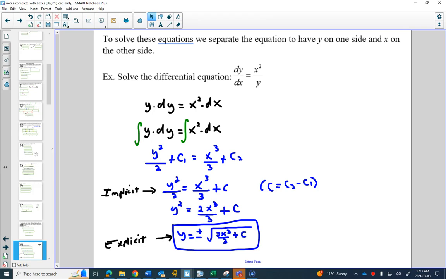So we solve this. This is new. We solve this by separating the y and the dy on one side, the x and the dx on the other side, so that when we integrate both sides, on one side we're integrating in terms of y, the other side we're integrating in terms of x. So let's look at a couple more, and then I'll get you to try some on your own.